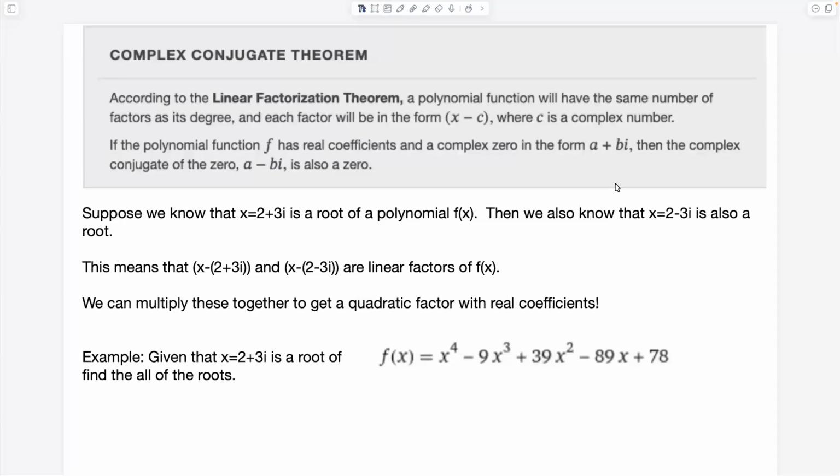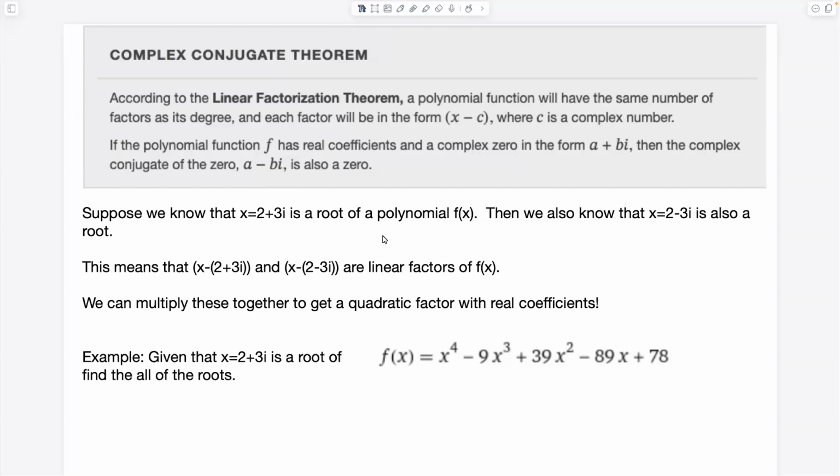Okay, the complex conjugate theorem says you got yourself a polynomial with real coefficients, and you somehow figure out one complex root, a plus bi. Then you're guaranteed you also know another root, a minus bi, the complex conjugate of the first one. So you leave the real part alone and you change the sign of the imaginary part.